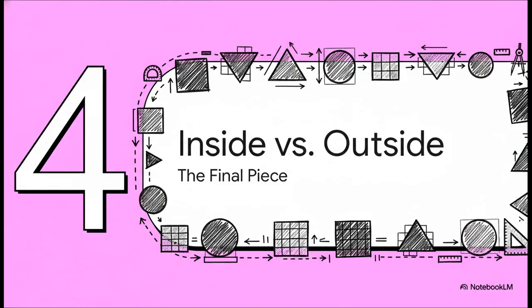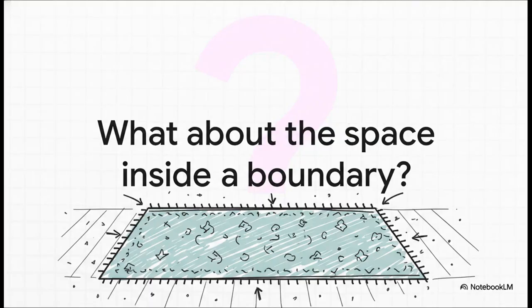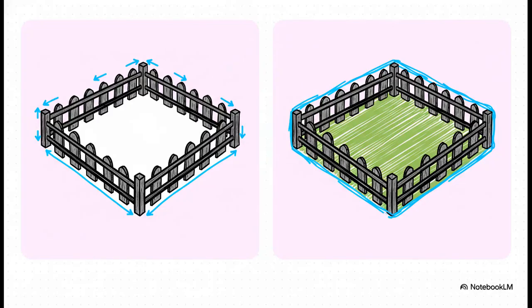So, we've totally mastered the distance around a shape, but what about the space inside that boundary? I mean, knowing the length of a racetrack is one thing, but what if you needed to pave the whole thing? That brings us to the final piece of our puzzle. Think about a carpet on your floor for a second. The perimeter would be the length of the carpet's edges all added up. But what do we call the amount of floor space that the carpet actually covers? And that, my friends, is what we call area.